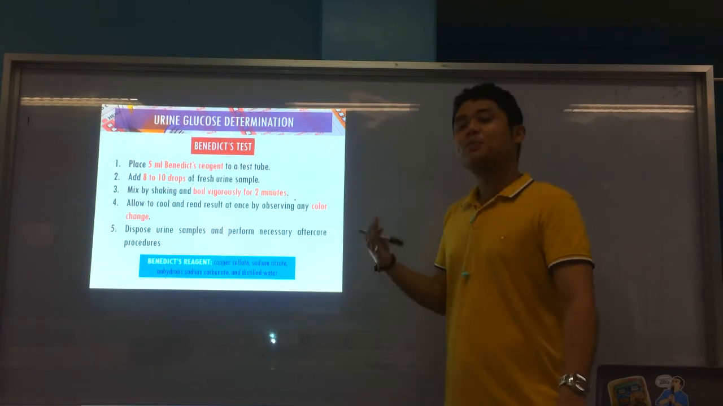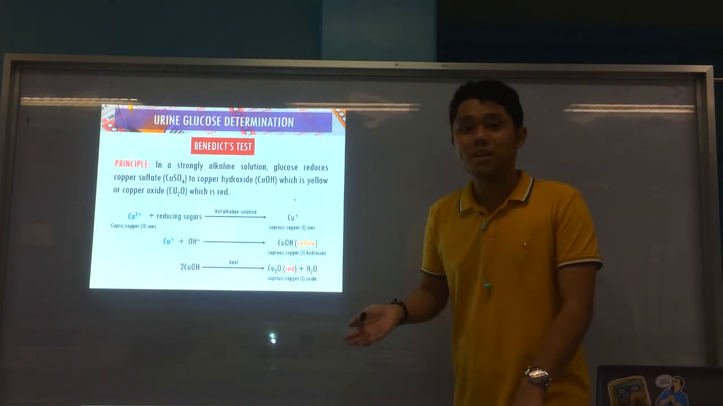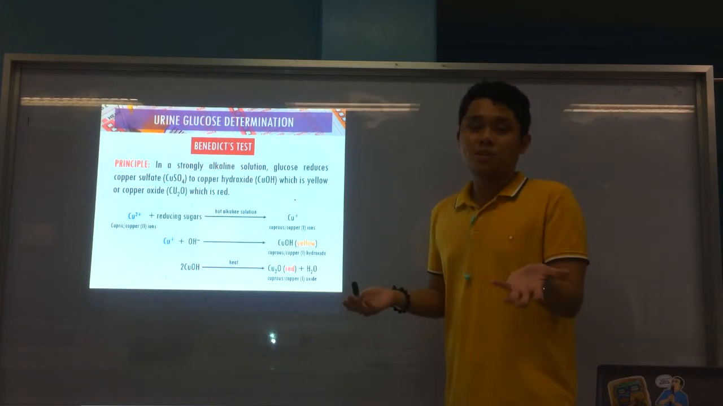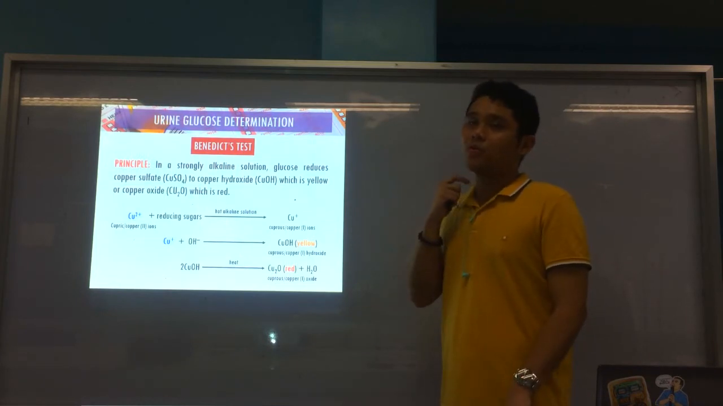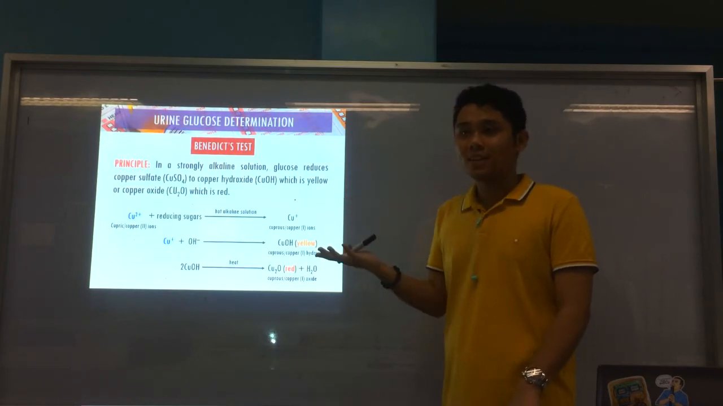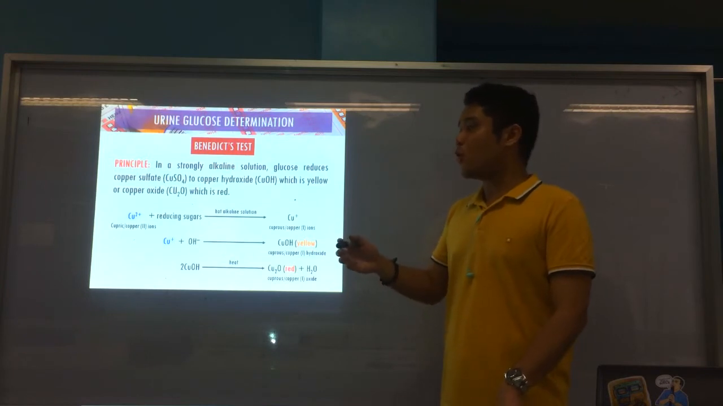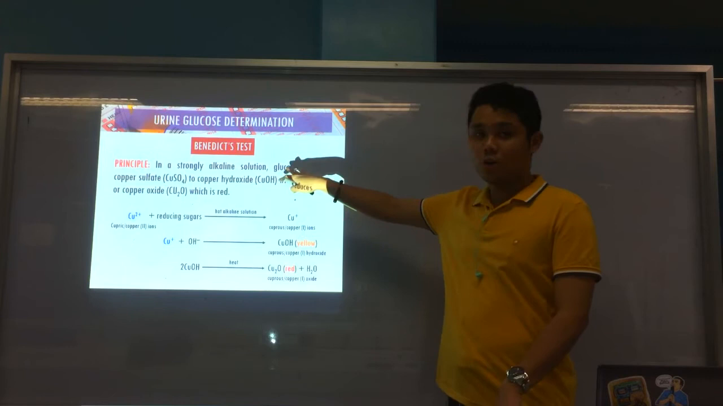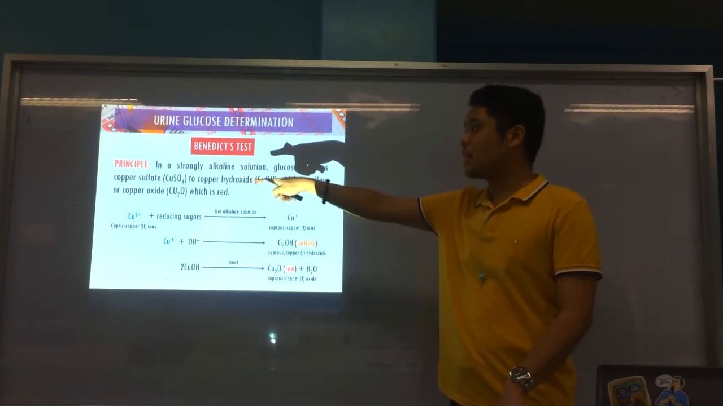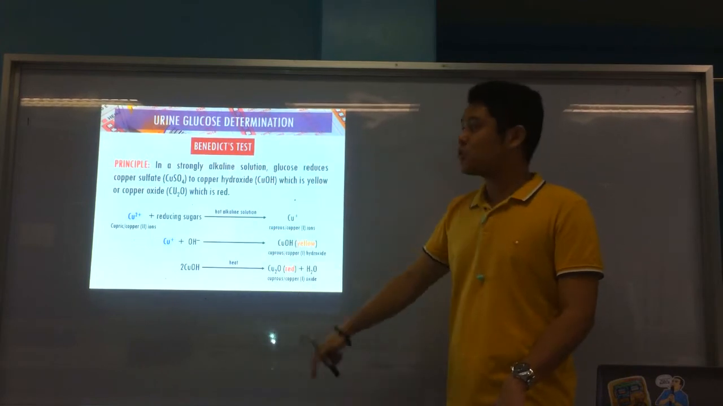So, what is the principle of this? The principle is that glucose is a good example of a reducing sugar. By the name itself, a reducing sugar reduces substances. A very good example of a reducing sugar is glucose. You also have lactose, fructose, galactose, maltose. These are good examples of reducing sugars. Now, in a strongly alkaline solution, your reducing sugars or glucose reduce copper sulfate to copper hydroxide, which is yellow, or copper oxide, which is red.